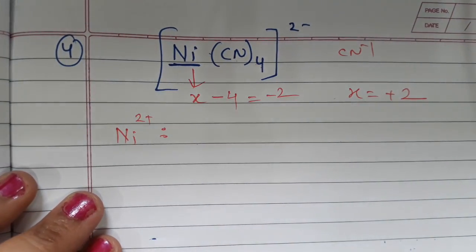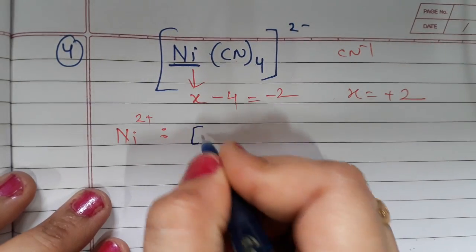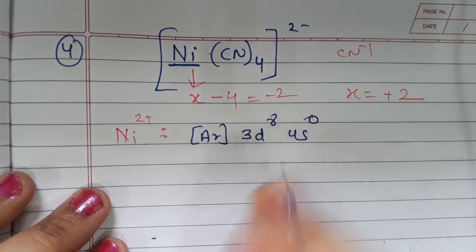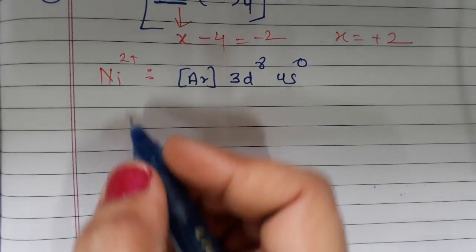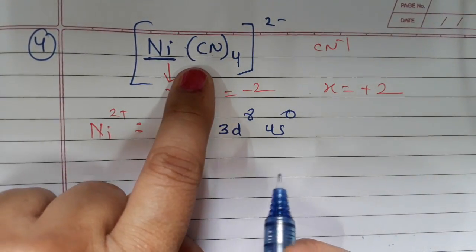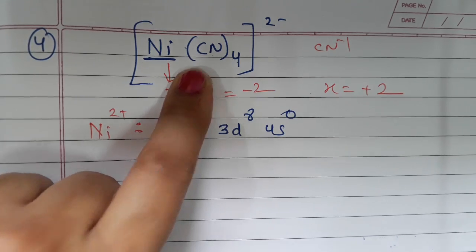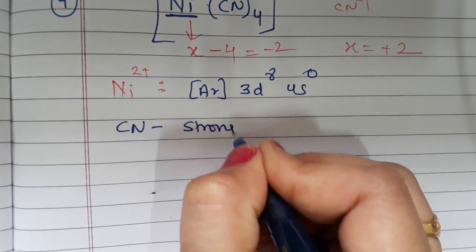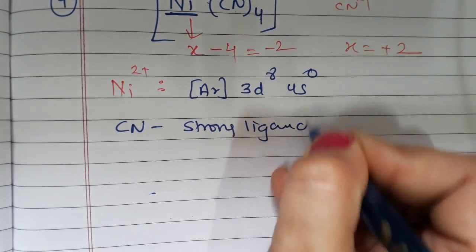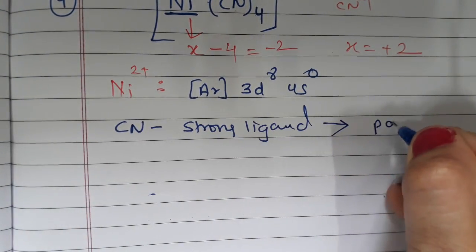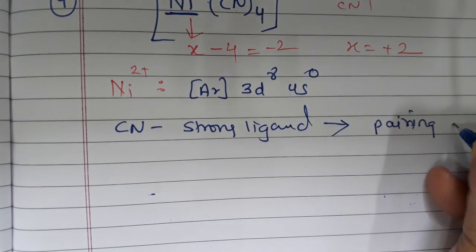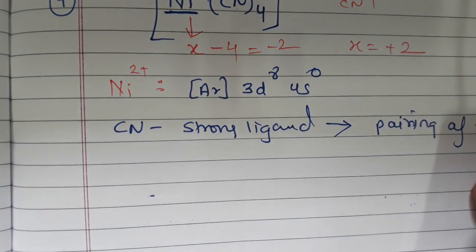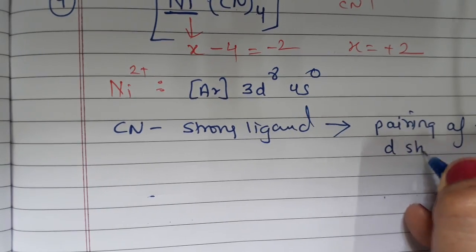So what will be the electronic configuration of Ni +2? It is going to be argon 3d8 4s0. But please remember now, cyanide is a strong ligand. It is a very strong ligand, and when a strong ligand is present, it will lead to pairing of electrons in the d shell.